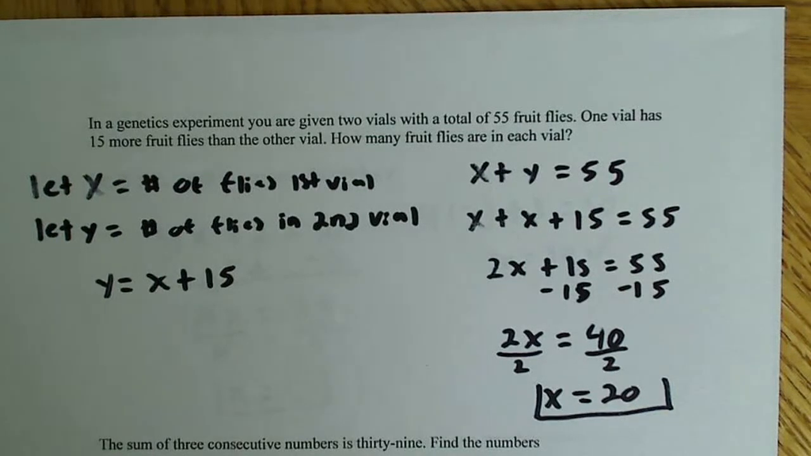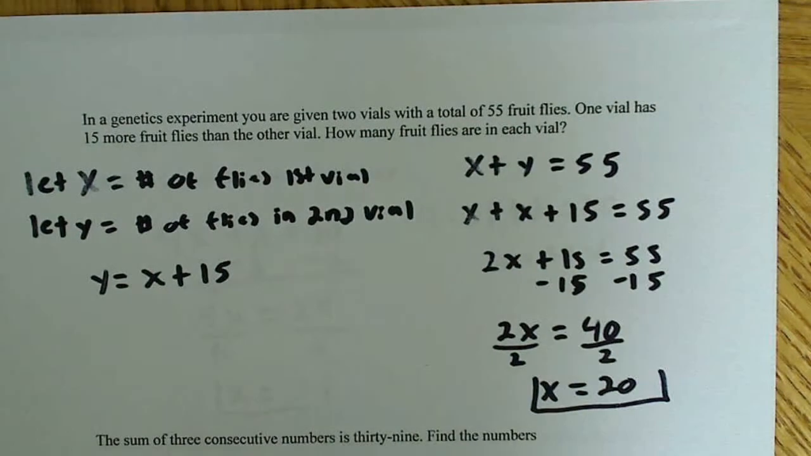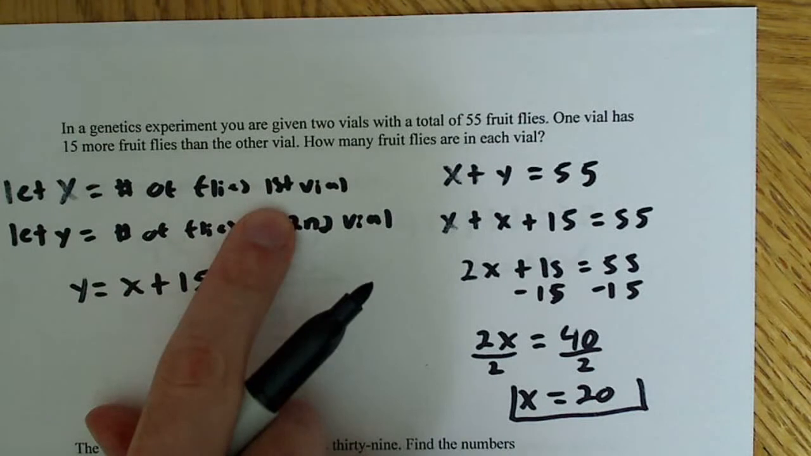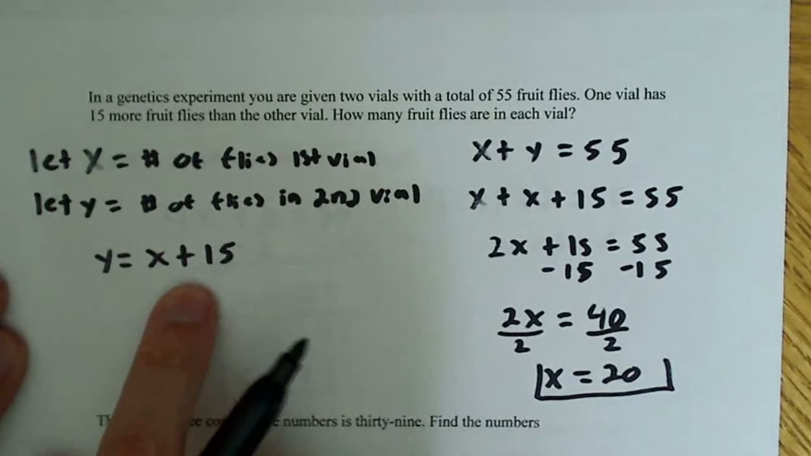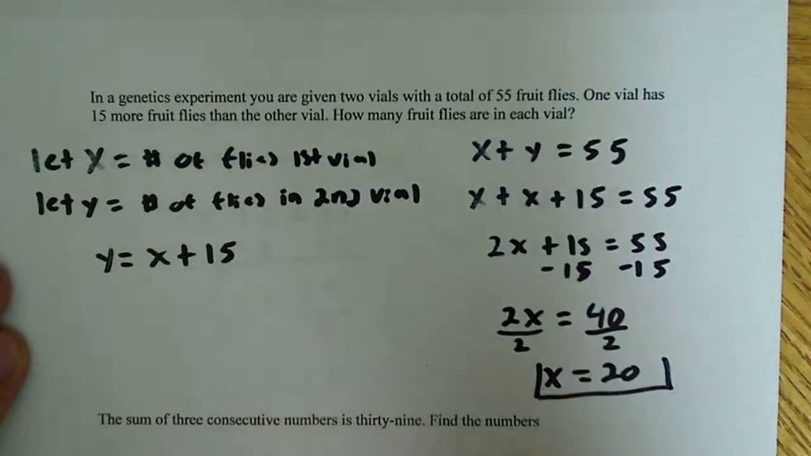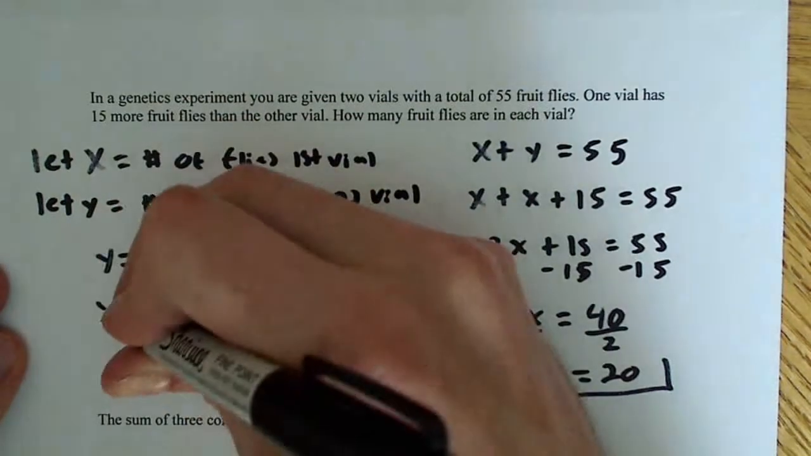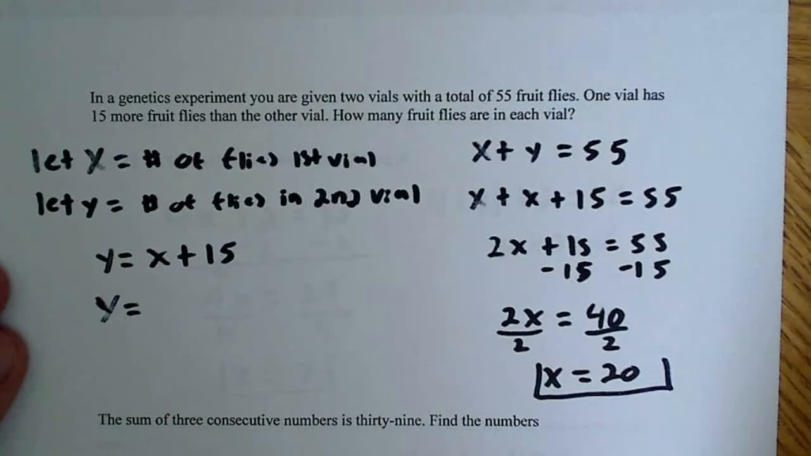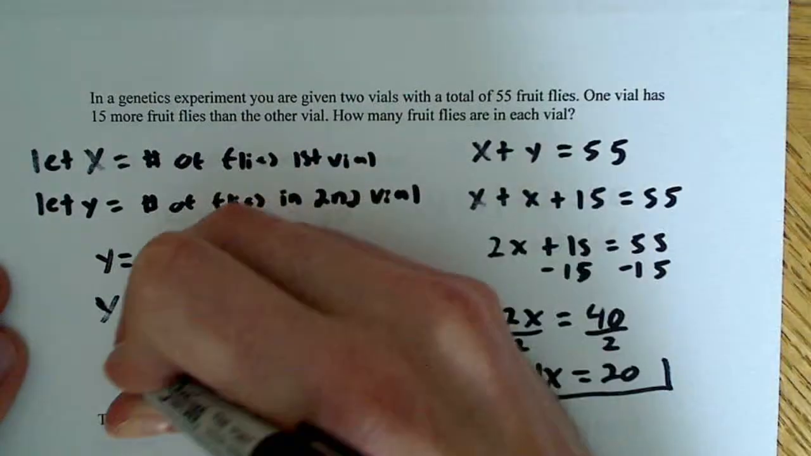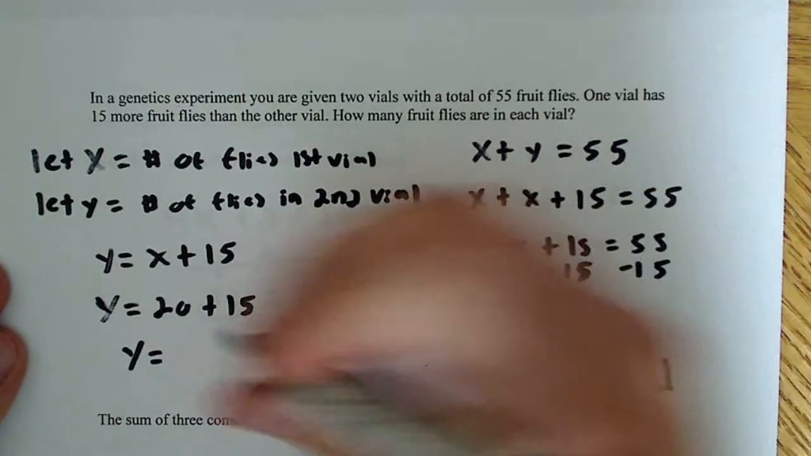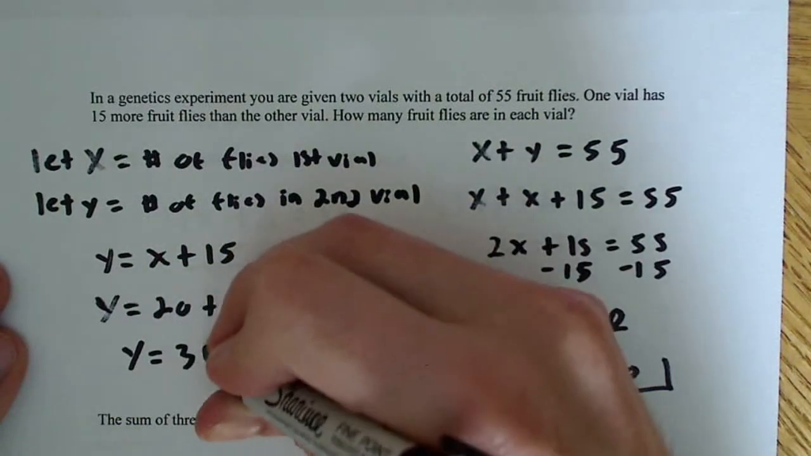So that's the first vial here. We solved for x, and x is the number of flies in the first vial. Okay? Now, in order to solve for y, the number of flies in the second vial, we have this super convenient equation here, which basically just says y equals 20 plus 15, right? So y is simply equal to 35.